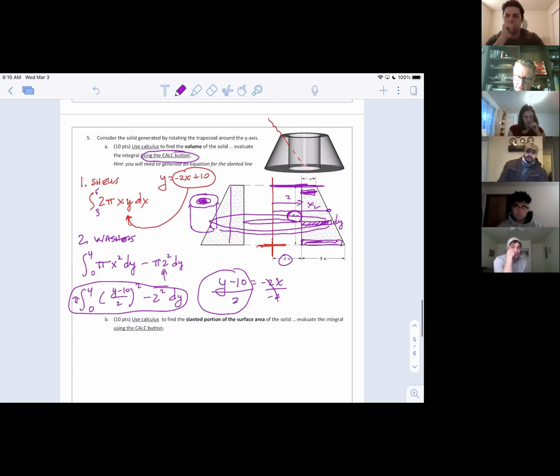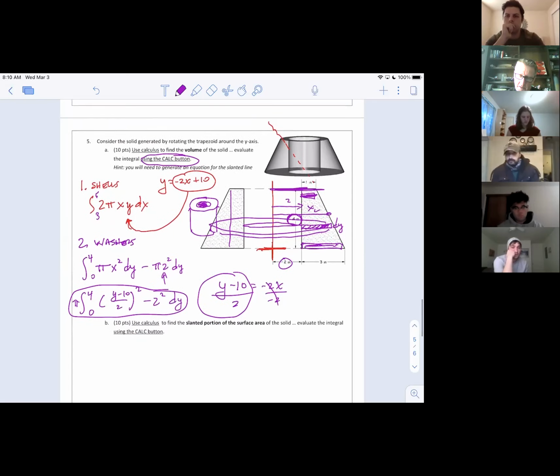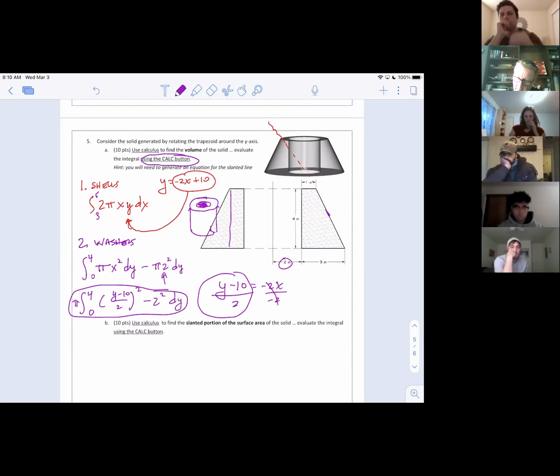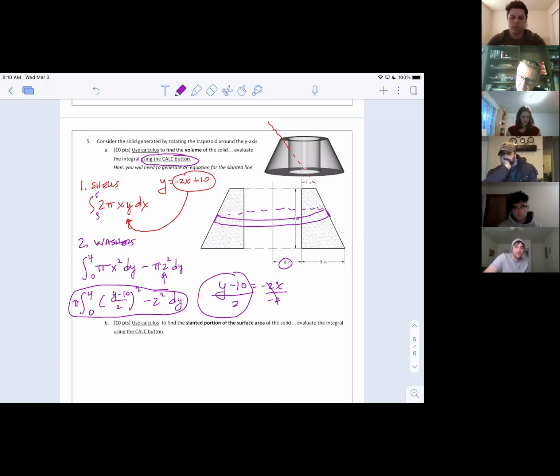And so what about surface area? Let's quickly do that. I said only the slanted portion of this thing. So what you're doing is taking a stripe of this and sending it all the way around the shape, like so. That's an arc length, and I need the circumference.